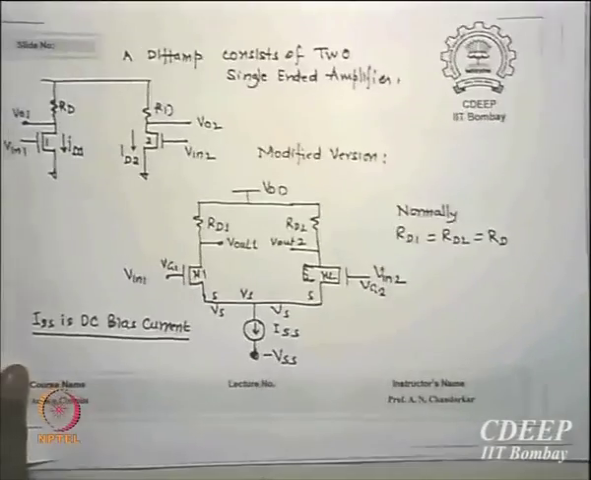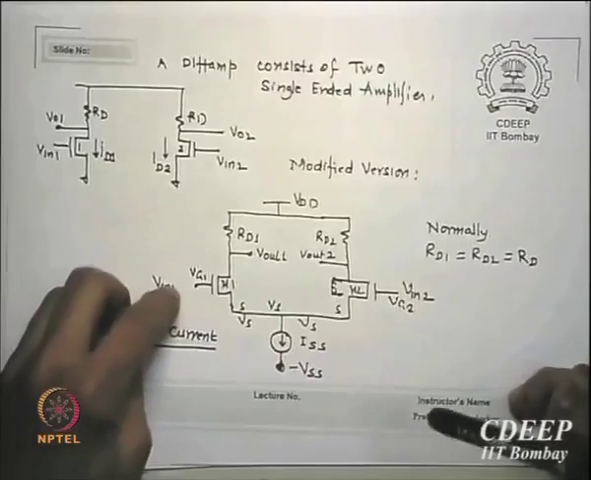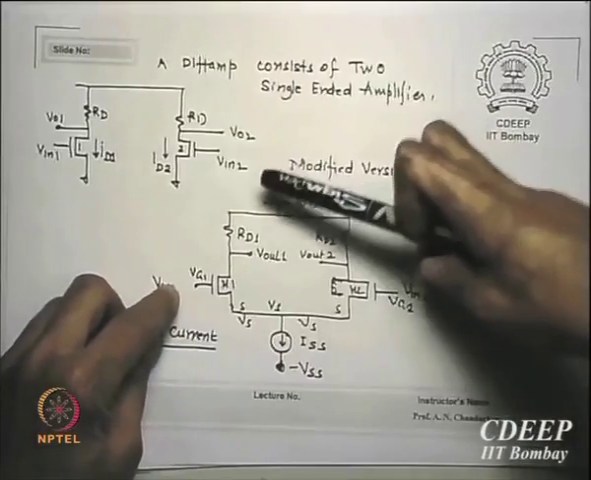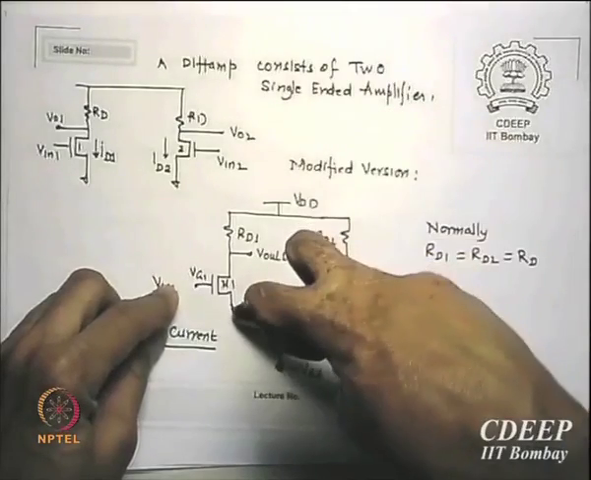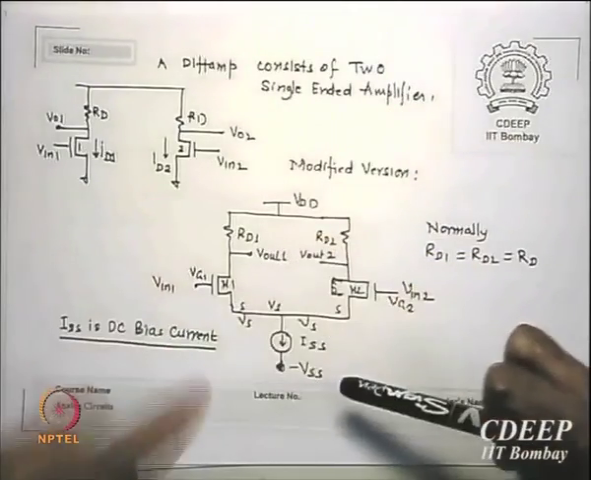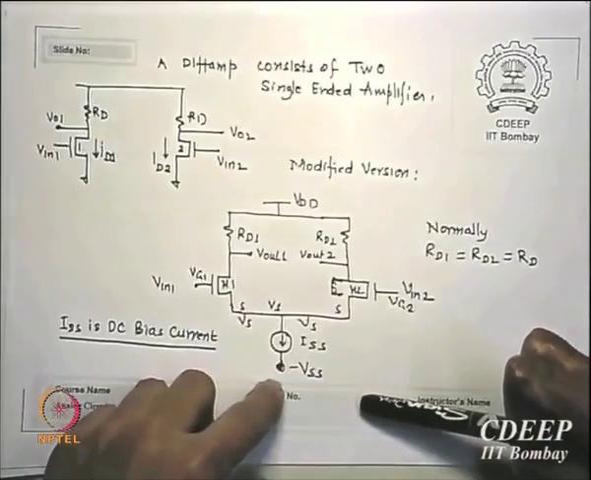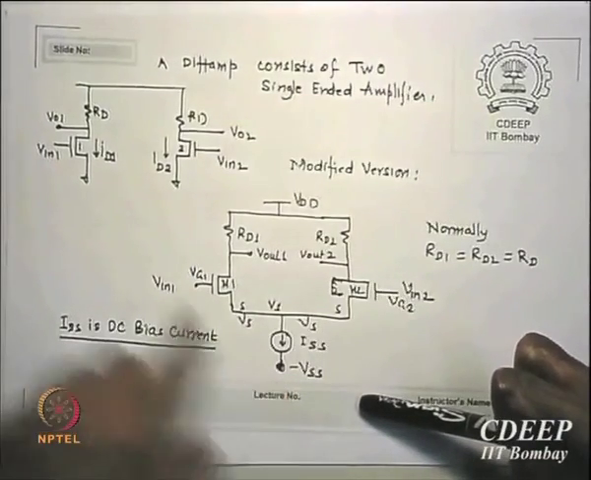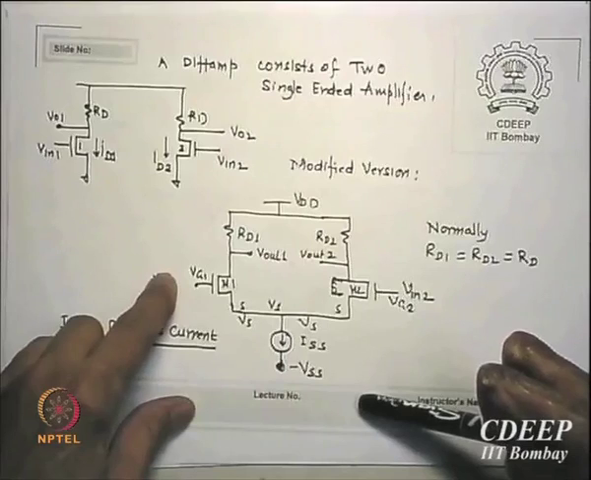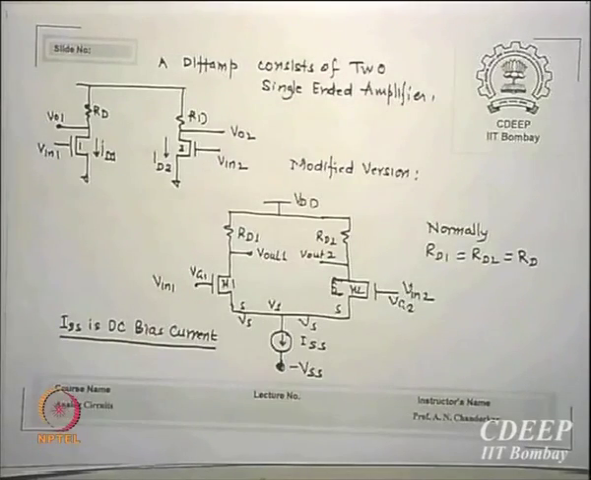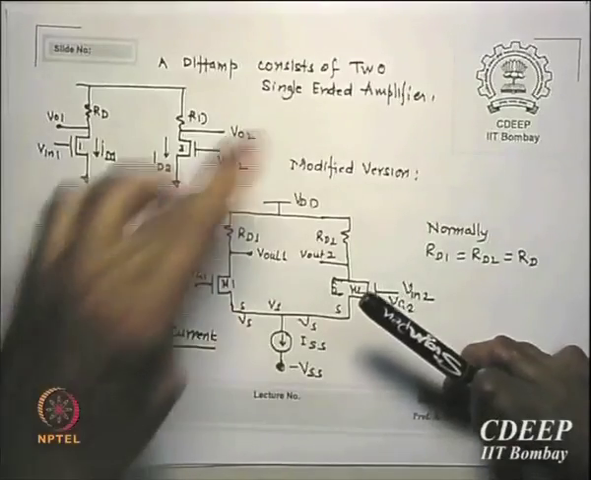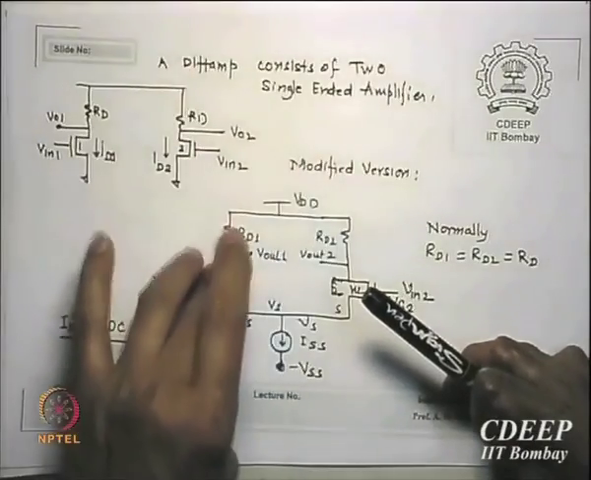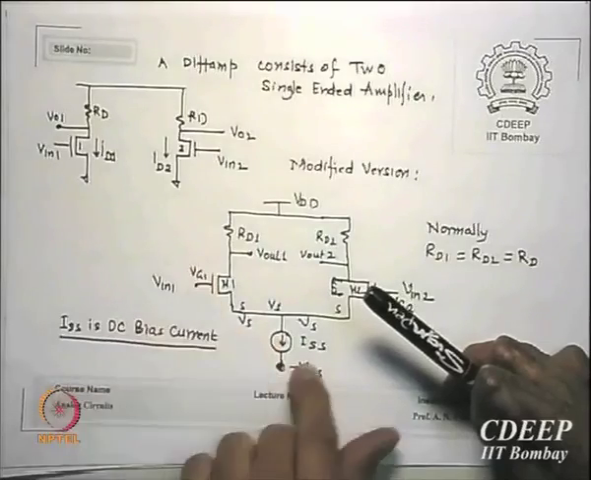Whenever I want to get a maximum value at the input, you always go from VDD. You calculate from VDD down. Whenever I want the minimum value, you should always calculate from ground or minus VSS towards the input. Is that point clear? I repeat, for the maximum value you come from this, for the minimum value you come from this.